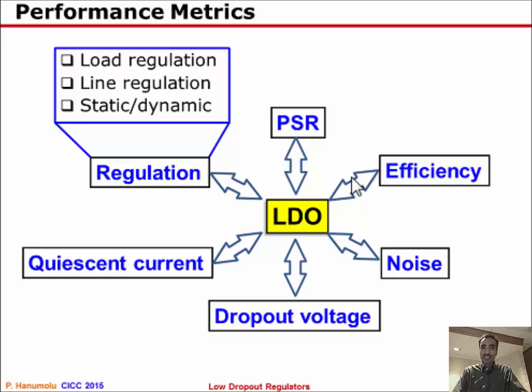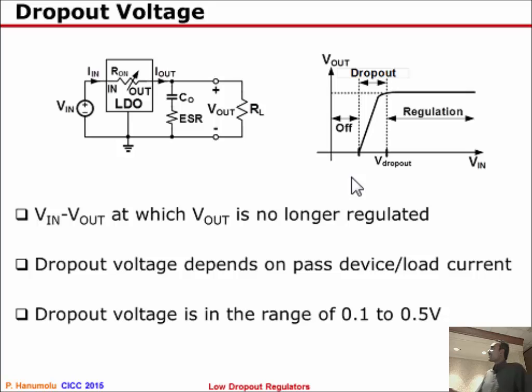Okay, so let's take a closer look at each of these parameters, starting with dropout voltage. I'll use this picture to illustrate the performance metrics, where I'm plotting V out versus V in. It would be nice to have V out at a fixed value regardless of the input voltage, but most practical LDOs require some minimum V in to regulate the output voltage at the desired value. Dropout voltage is defined as the difference between V in and V out at which V out is no longer regulated.